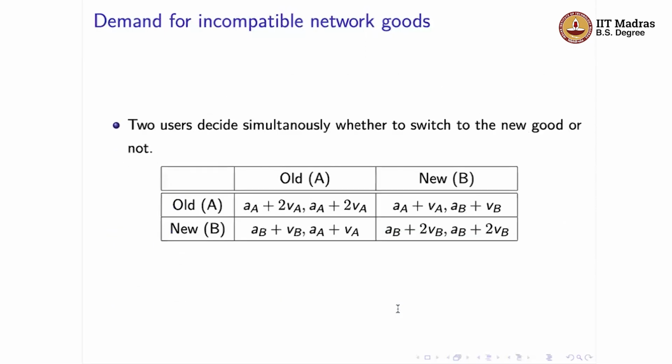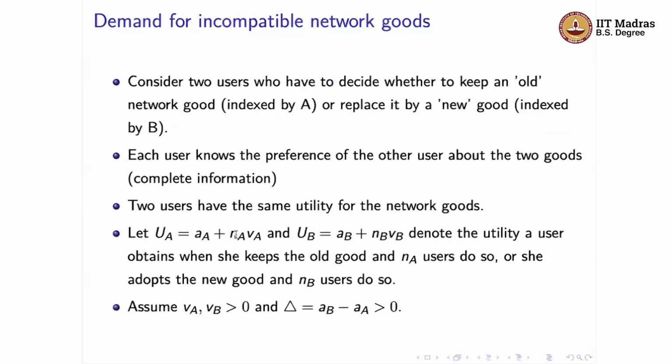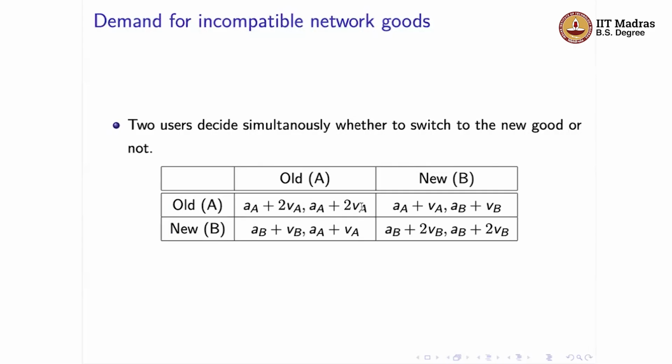So now we can actually frame this in the form of the normal form table that you have seen before. So for each of the two users, you have got a choice between choosing the old good A or the new good B. So player one and player two. Think of them as the row player and the column player, if you like. So what happens if both of them end up choosing good A? In that case, the payoff of the users is given by AA plus 2VA. Why 2VA? Remember, NA is going to be 2 if both of them are choosing good A, right? And this is going to also be the payoff for the second player, right?